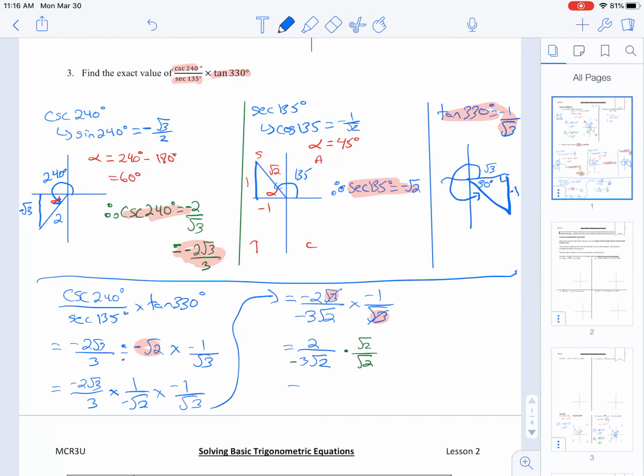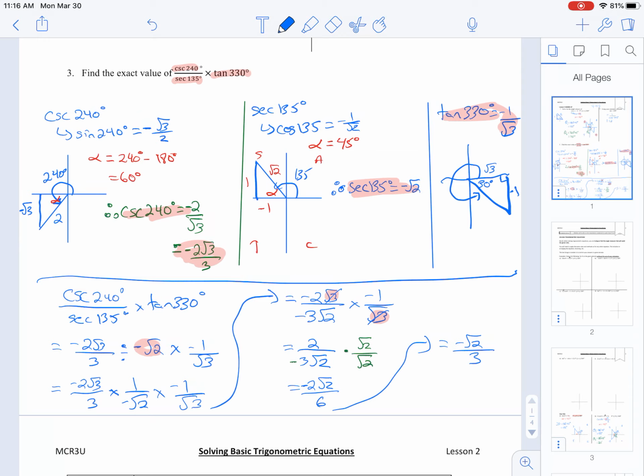So I'll multiply the top and bottom by root 2. So you end up with 2 root 2. I'll move the negative up. And this is going to be 3 times 2, which is 6. And that actually can be simplified just slightly because 2 divided by 6 becomes 1/3. So this becomes -√2 over 3.